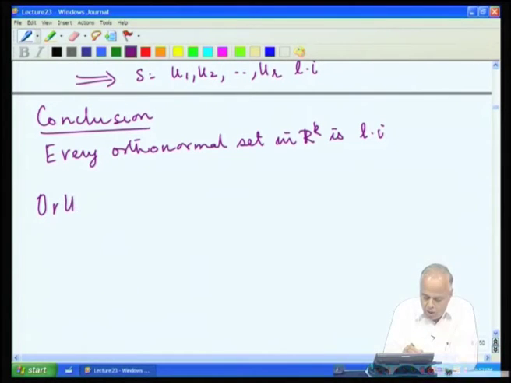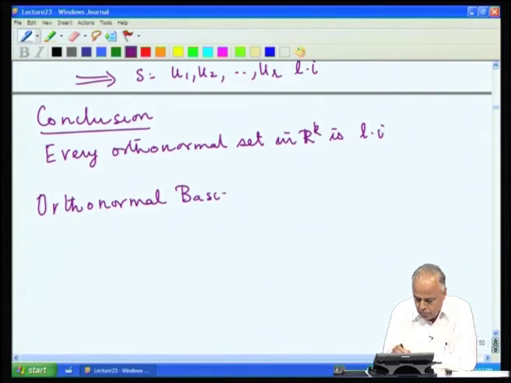But now let us look at what this means. An orthonormal set is automatically linearly independent, and the moment you have a linearly independent set, you wonder whether it is a basis. For that to be a basis, it must also span the space. Since an orthonormal set is already linearly independent, the only further requirement is that it spans the space. This leads us to the notion of an orthonormal basis for R k.